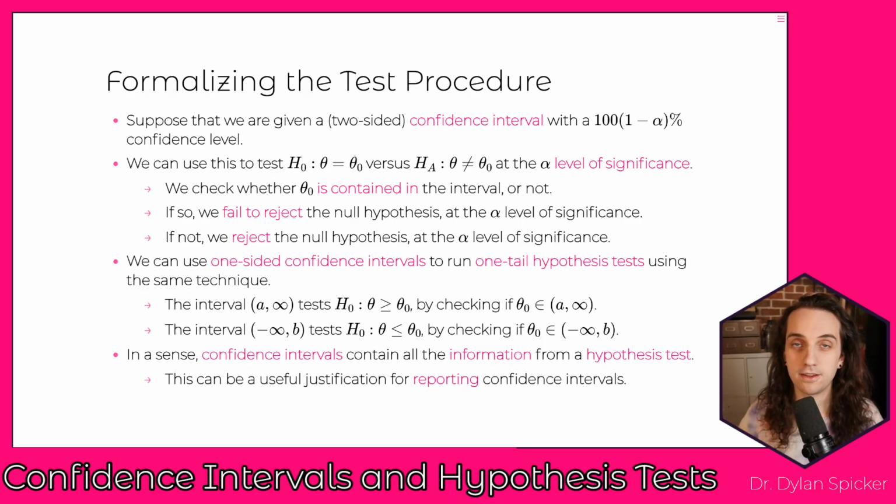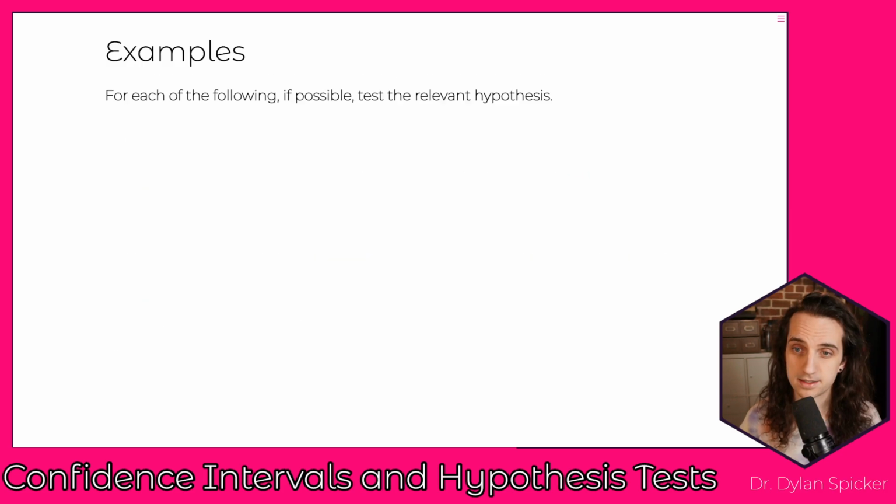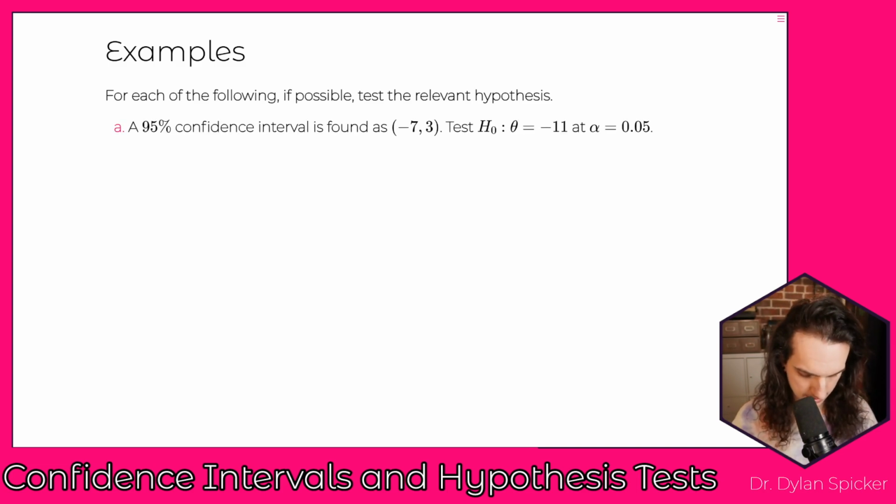Okay? So if you are actually trying to communicate scientific results here, confidence intervals contain lots of information, including information about the hypothesis test. So let's look at some examples here. In each of these examples, we're going to be given a confidence interval, and then there's a hypothesis test that we want to test. And what we're going to try to do is run the hypothesis test or explain why the confidence interval does not allow us to run the hypothesis test. Okay, so let's take a look at our first example here.